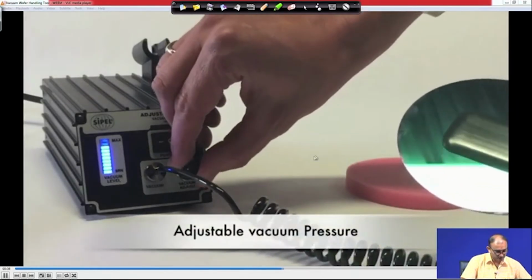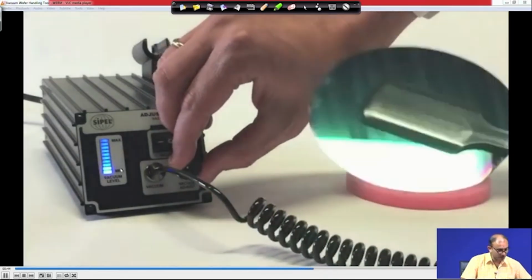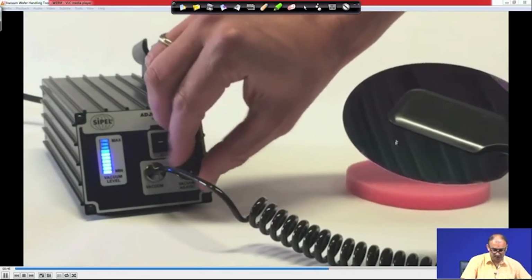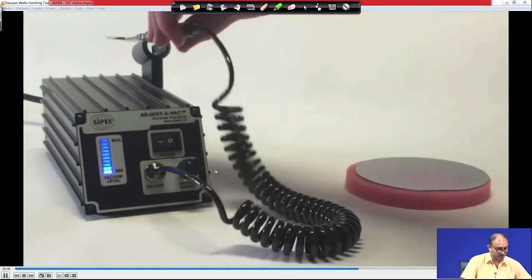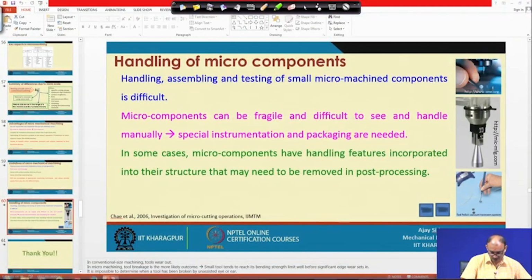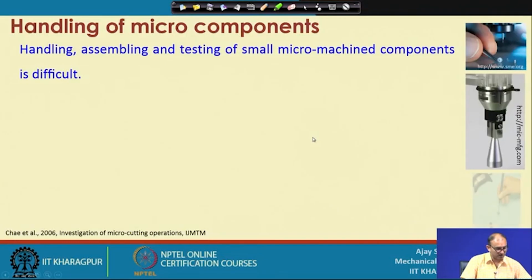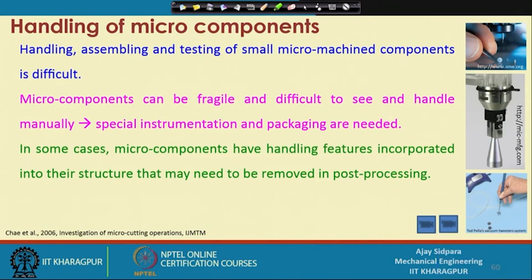So, depending on the delicacy of this component, if it is very delicate, then you can minimize the pressure, so that it will not damage the component, and this way you can move the component. So, these are vacuum based components, and these vacuum based components are very handy in the fabrication of these particular parts. So, this is all about the comparison between the micro machining zone and the macro machining zone. We have seen all the things from the mechanics point of view.